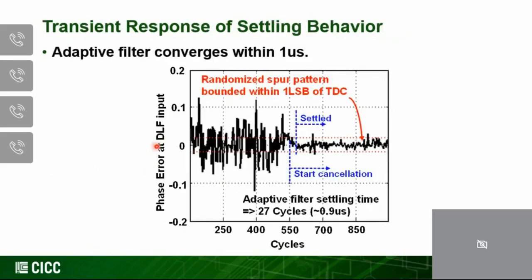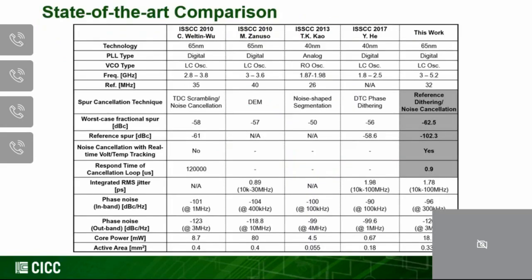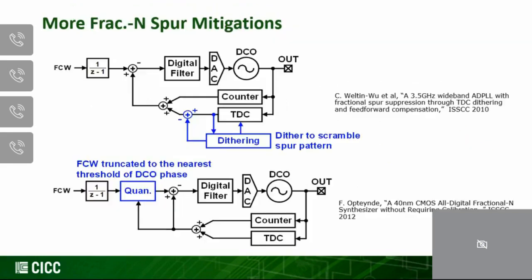All right, and then this one just shows you the convergence time of that adaptive filter, which is roughly 1 microsecond for that cancellation. And again, this is a comparison chart with the state-of-the-art work, and again, this shows a pretty good reference spur and also a good Fractional-N spur performance.